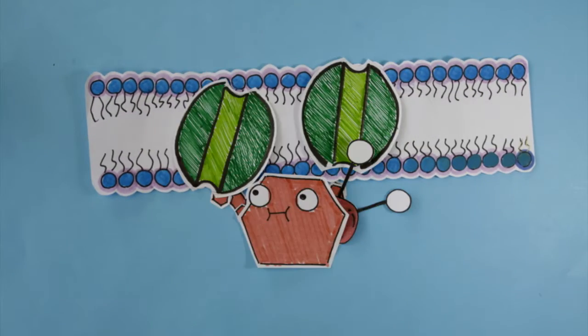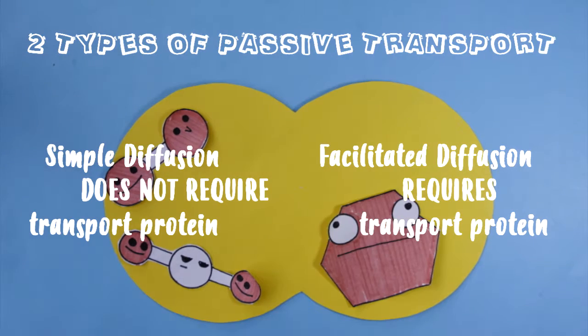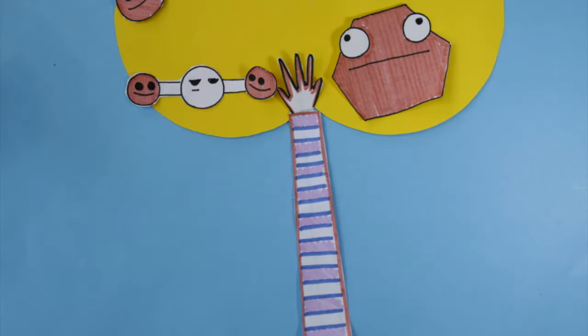Glucose needs the help of a transport protein to pass through. In osmosis, for water to travel fast across the membrane, it passes through protein channels called aquaporins.